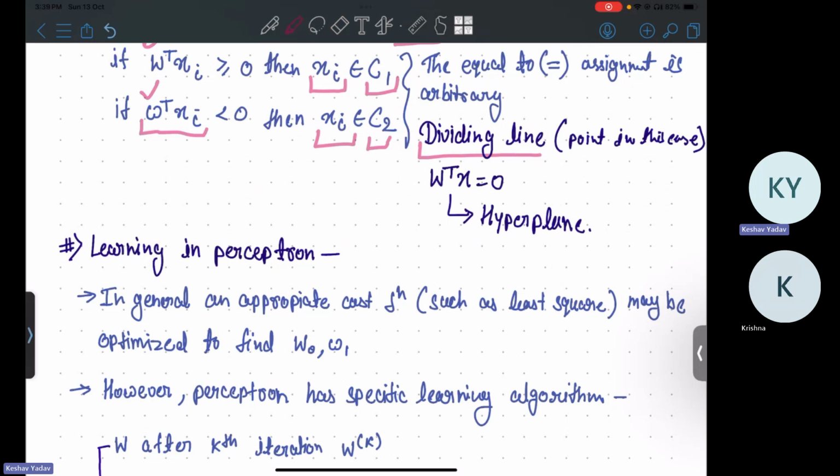The dividing line that separates category 1 and category 2, in our case, is a point. So what does this dividing line mean? The line W transpose x equal to 0 is known as the hyperplane.